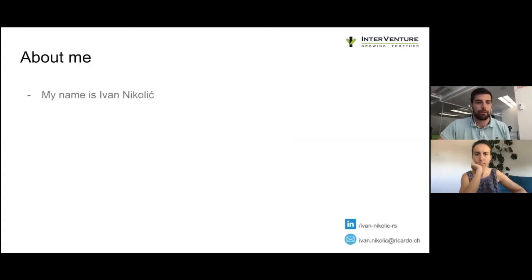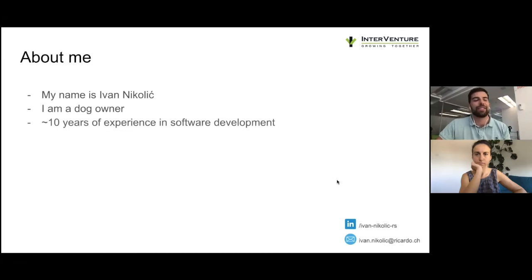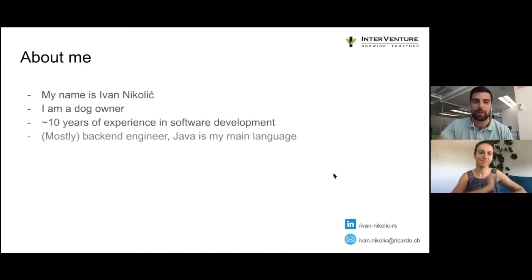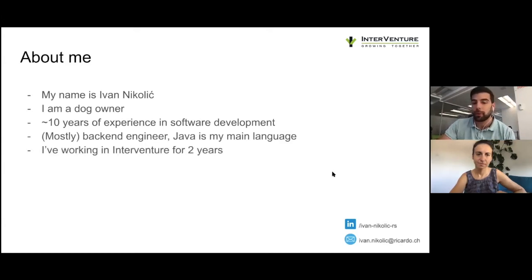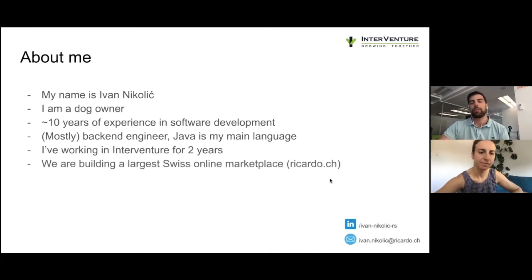About myself, as Tamara introduced me, I'm Ivan Nikolic. I'm a dog owner. I have around 10 years of experience in software development. I'm mostly a backend engineer, and Java is my main language. I'm working at InterVenture for around 2 years, and we are building the largest Swiss online marketplace, which is called Ricardo.ch.